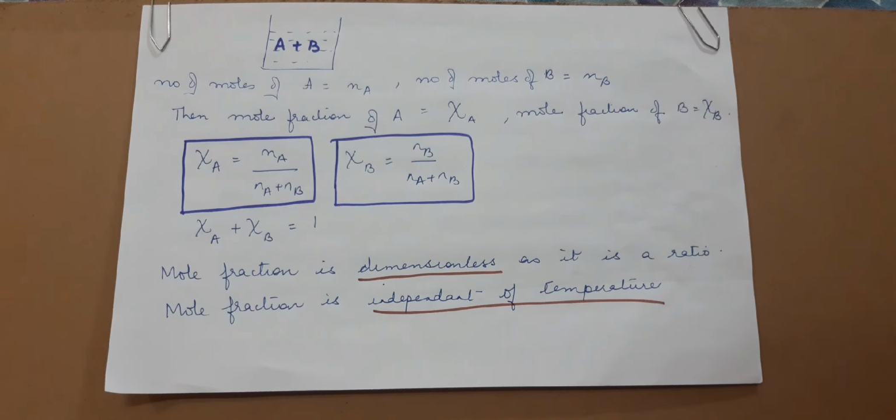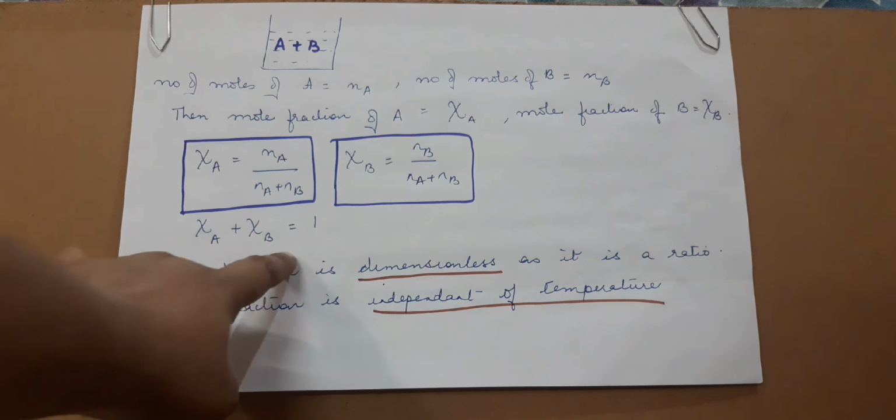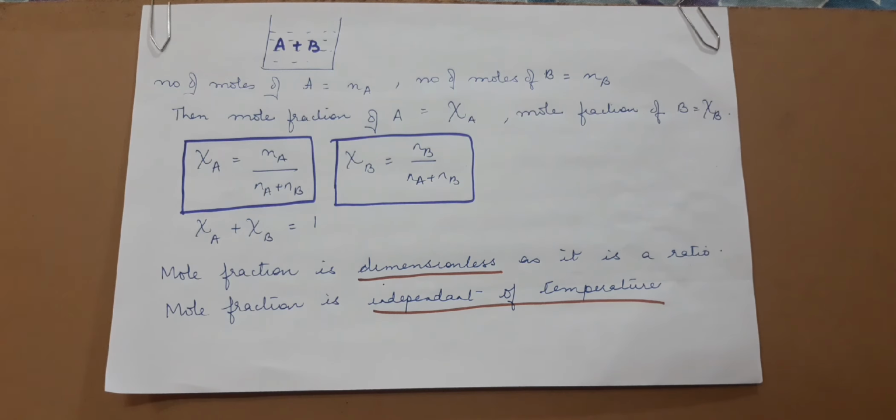Now we know when we talk about fractions, the sum of all the fractions would be equal to 1. So the mole fraction also, the sum of the total mole fractions when added together would come out to be 1. So XA plus XB must be equal to 1, or chi A plus chi B must be equal to 1.